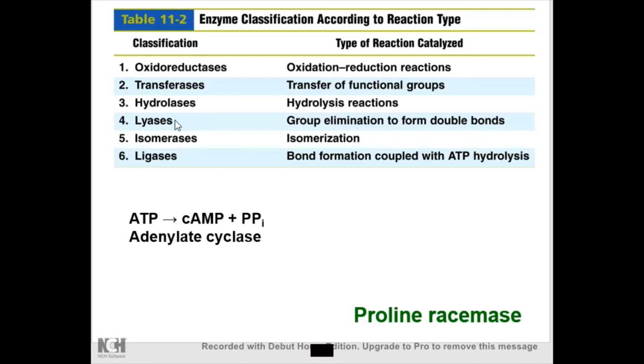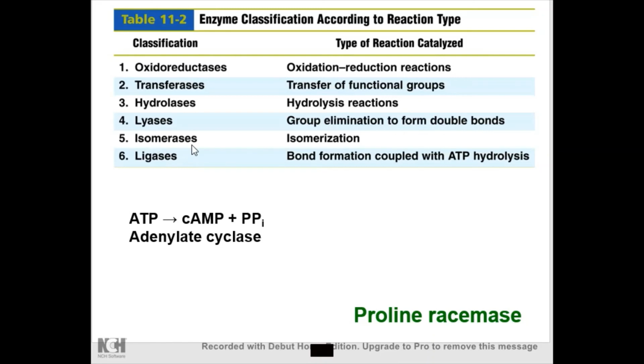Lyases. One lyase that will appear in this course is adenylate cyclase. It forms a new bond, using ATP as a starting substrate, and it synthesizes cyclic AMP out of ATP and releases pyrophosphate.